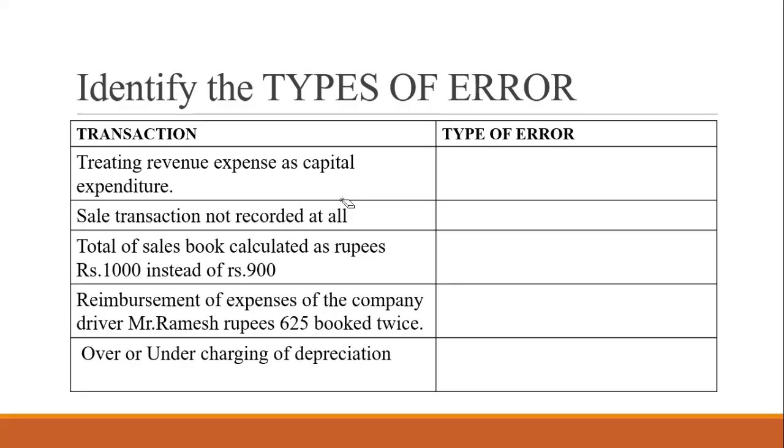The answer for the first one was error of principle. Revenue expense written as capital expense is an error of principle. Many of you have got it right. A few of them have written posting errors. No, it was not a posting error. Revenue expense considered capital expense, both are on the debit side only, but the principle was ignored here. Revenue is P&L, while capital was supposed to be an asset. That has been mistaken there. So the first error is error of principle.